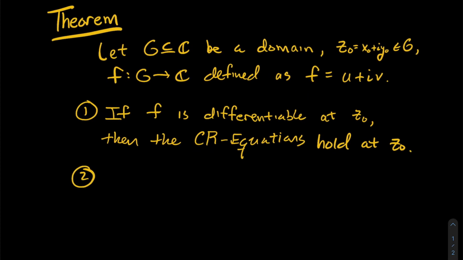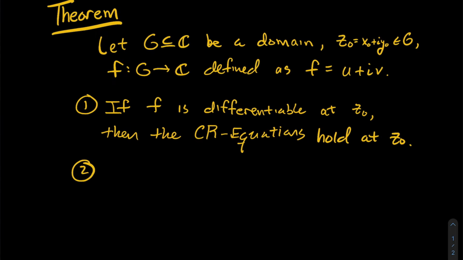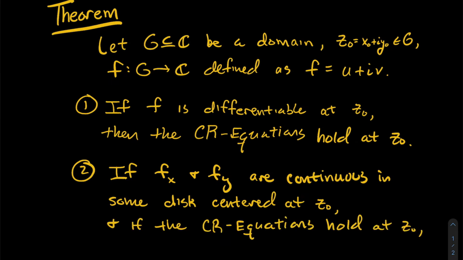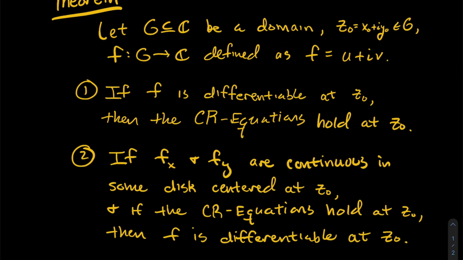Now statement 2 says that we can almost go the other way. In other words, the Cauchy-Riemann equations can almost tell us that the function is differentiable. What do I mean by almost? Well, it's not quite a perfect characterization. They're not quite equivalent. If I have one extra hypothesis here, that the partial derivatives of f with respect to x and with respect to y are continuous in some disk centered at z0, just think near z0, and if the CR equations hold at z0, then that is enough to say that f is differentiable at z0.